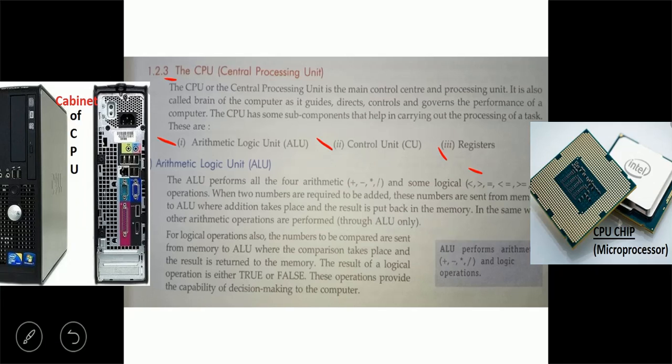Here it is given that for logical operations also, the numbers to be compared are sent from memory to ALU, where the comparison takes place and the result is returned to the memory. The result of a logical operation is either true or false, because whenever you compare, you will find either a true value or a false value, and that is called a logical operation. While in an arithmetic operation, whenever we give the values, we find the result, like 2 plus 4 we get 6. So that is an arithmetic operation. Now I think you have understood well about ALU. ALU is responsible for performing logical operations and arithmetic operations.